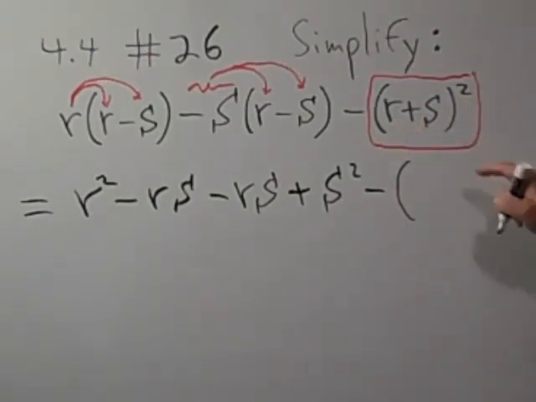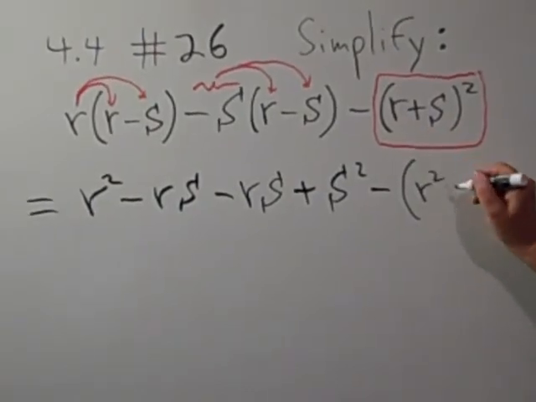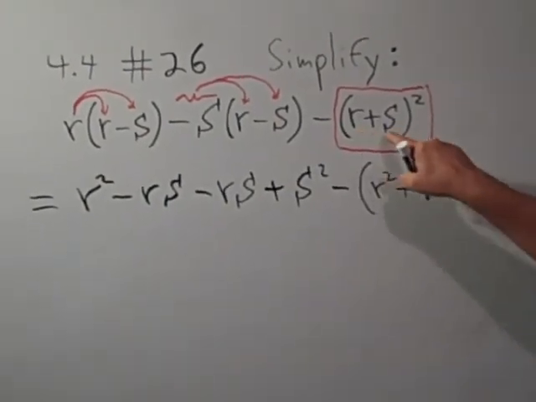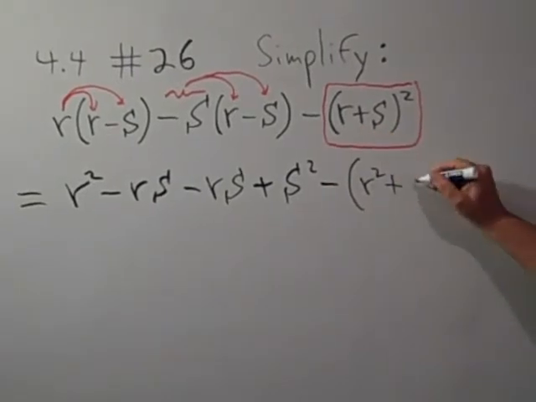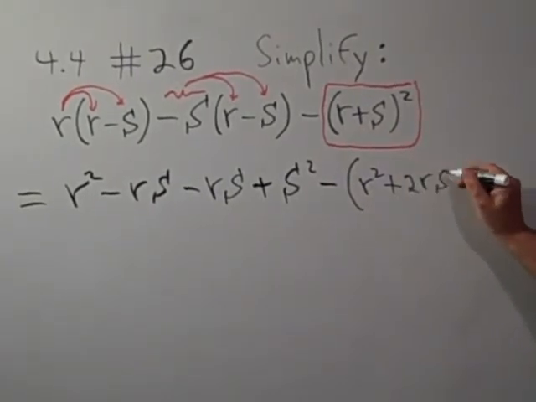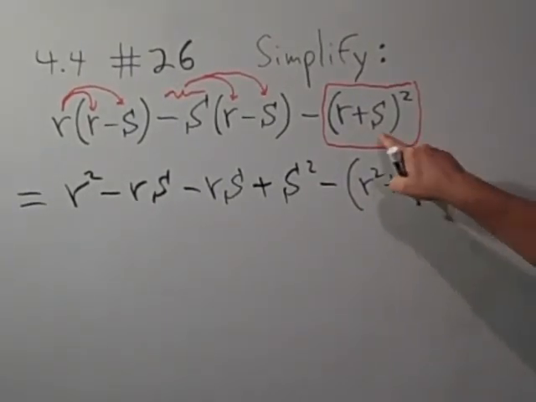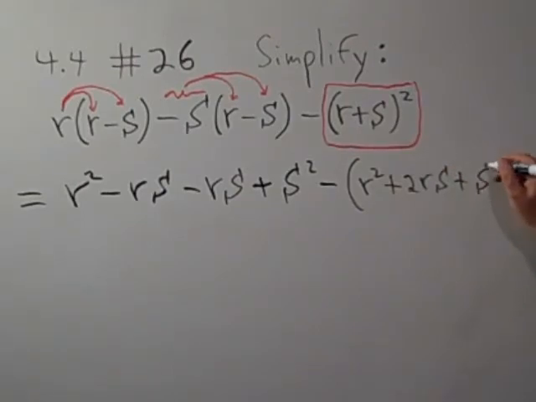Remember the formula for that. It's the first thing squared plus 2 times the first thing times the second thing, 2rs in this case, and plus the second thing squared, the s squared. That's the formula we just had in the last section.